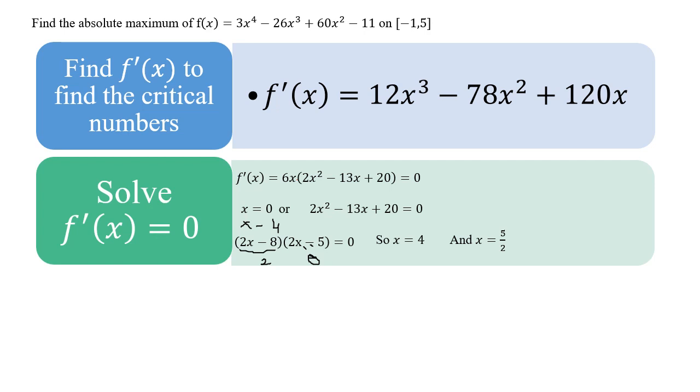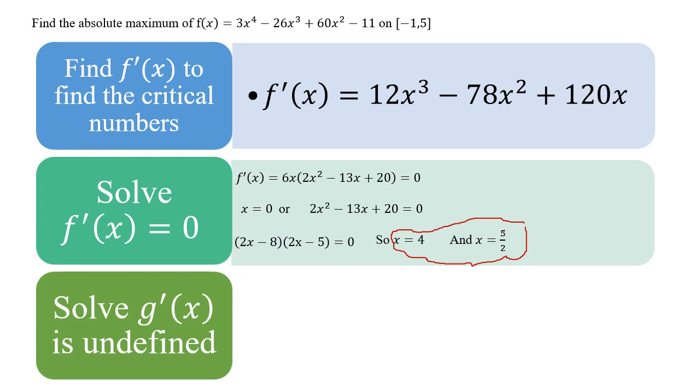So we found the two critical numbers where we have a horizontal tangent line. The two critical numbers are x equals 4 and x equals 5/2. The next step is to find where the derivative does not exist.